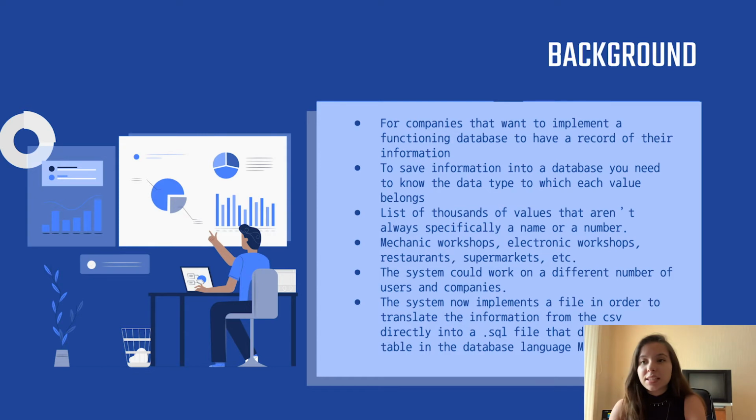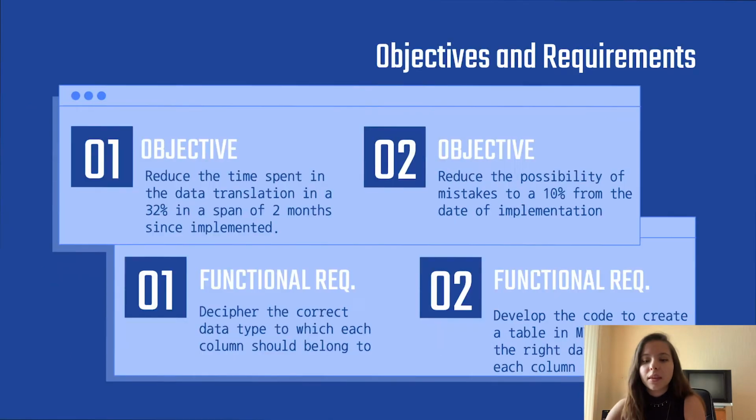Because of this, it is a system that could be implemented in a different amount of cases, like the ones I already mentioned, and you have the ability to change parts of the system to match it better to the needs of the client. So the objectives and requirements for this project are: the first objective, to reduce the time spent in the data translation by 32% in a span of 2 months since implemented, and to reduce the possibility of mistakes to 10% from the date of implementation. We'll talk about this a little bit later.